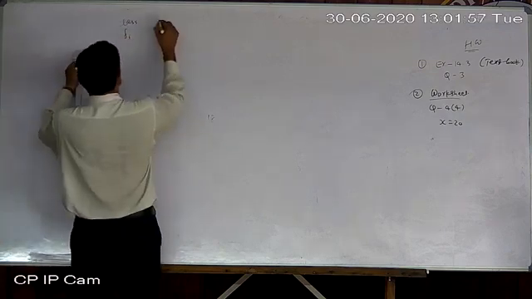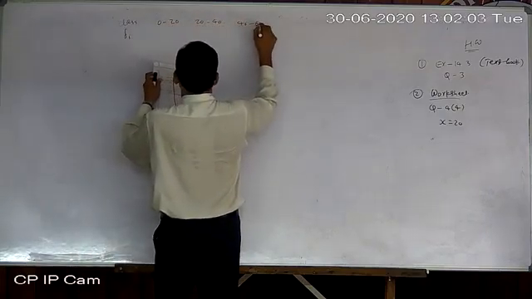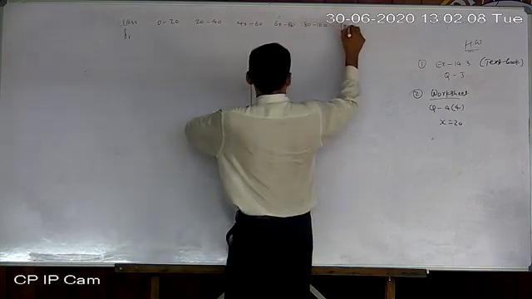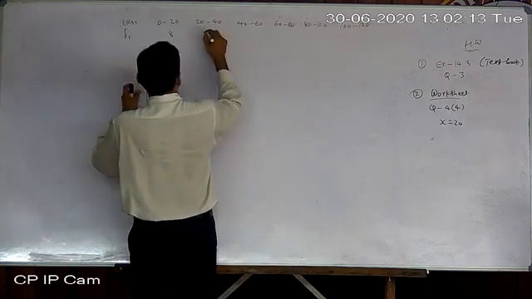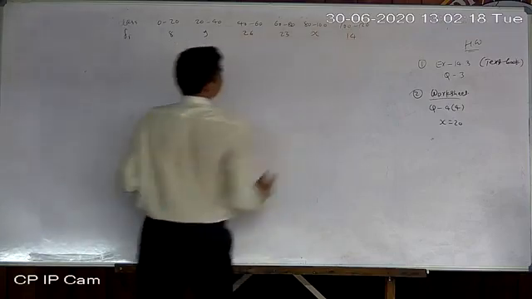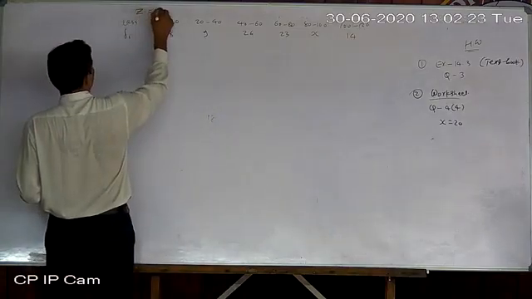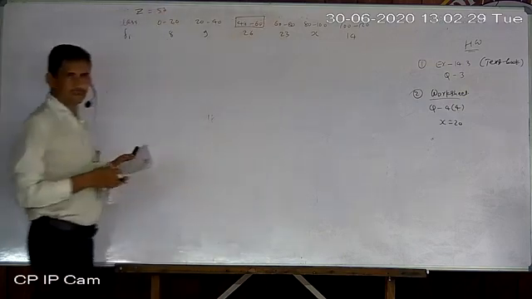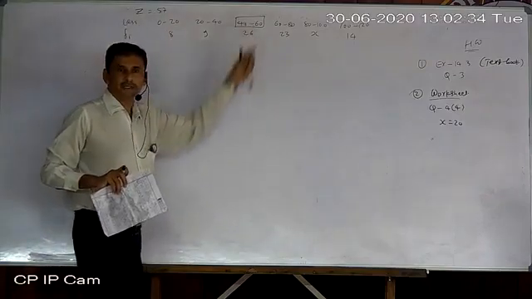Classes are given: 0 to 20, 20 to 40, 40 to 60, 60 to 80, 80 to 100, and 100 to 120. Frequencies are 8, 9, 26, 23, x, 40. And the mode is given as 57. So obviously, here you will know this is the modal class, just like the median class. Why? Because 57 lies inside this class.